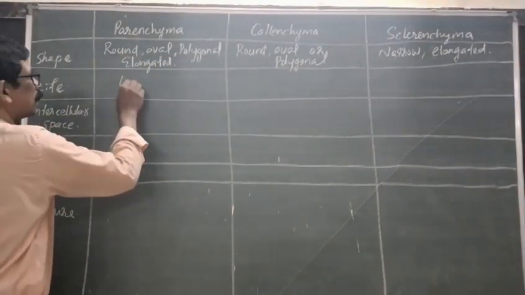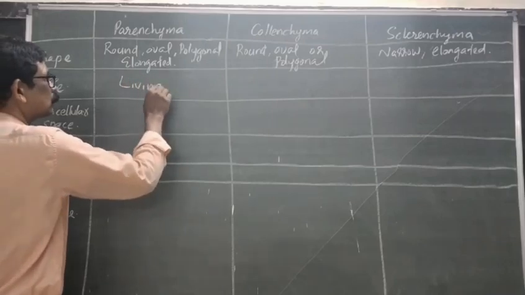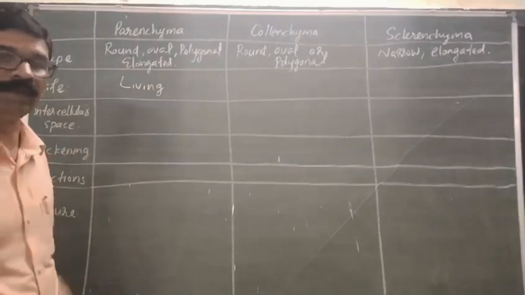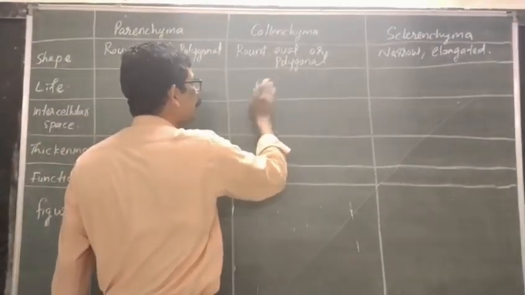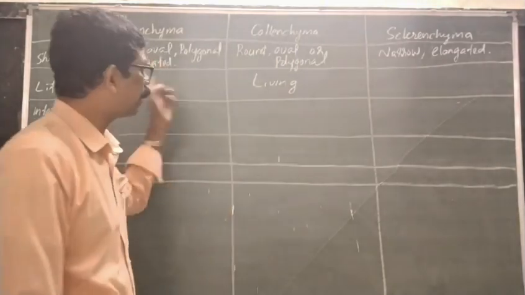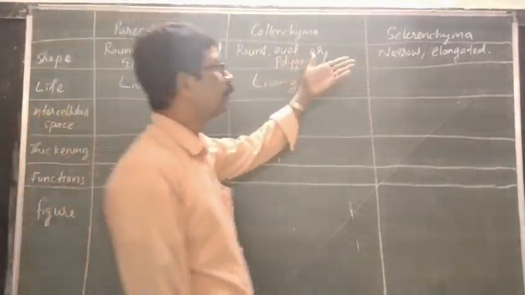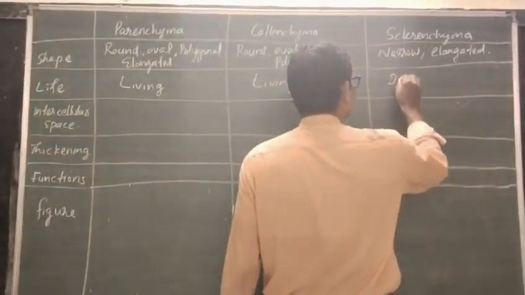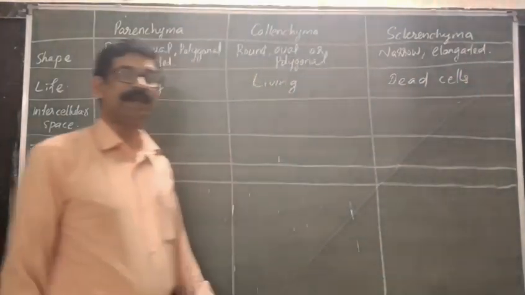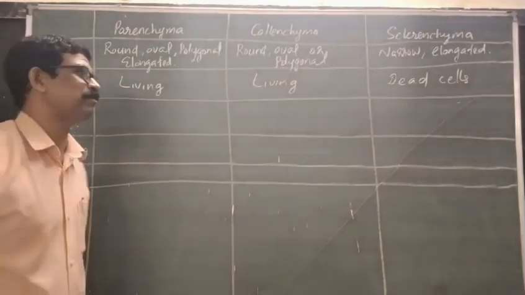Parenchyma cells are living. In collenchyma also, the cells are living. So both have living cells. But in case of sclerenchyma, the cells are dead.